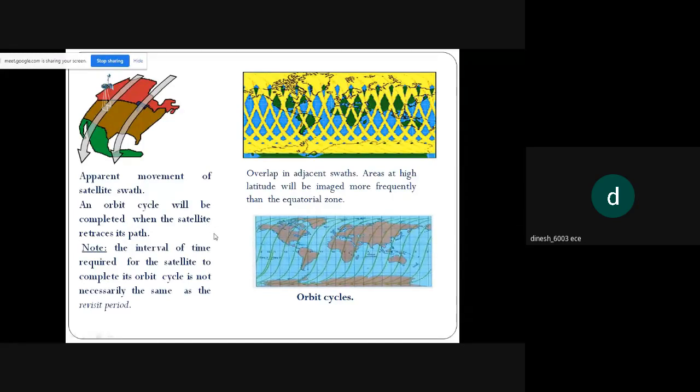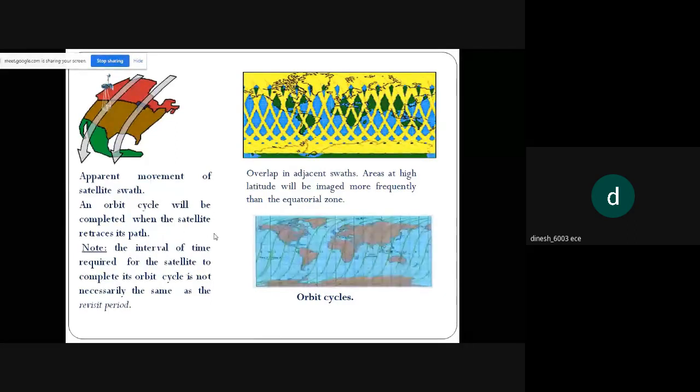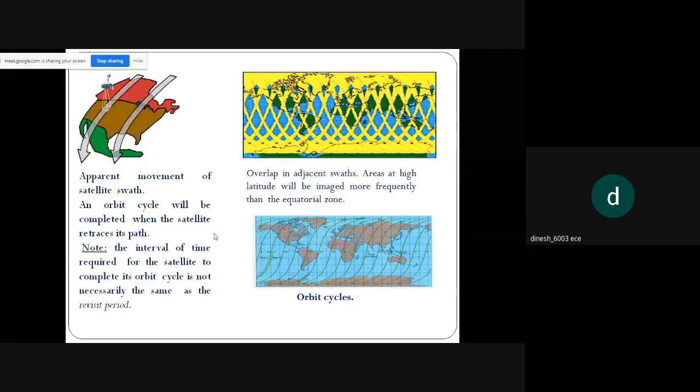And in this, we have to define an important concept called revisit period, which is the interval time required for the satellite to complete its orbit cycle. This interval time is to be considered such that it can retrace its path easily.